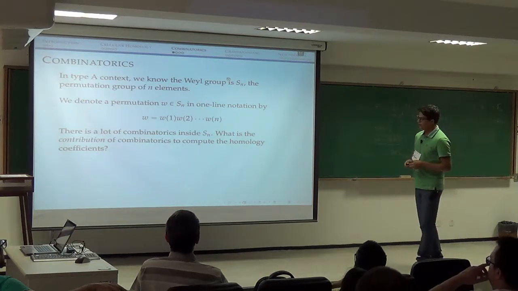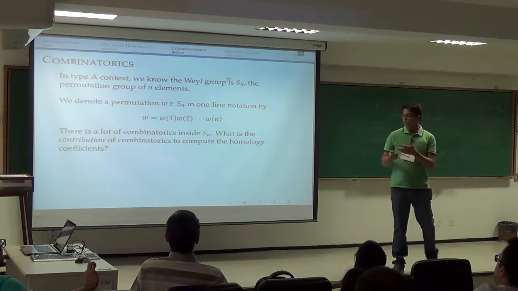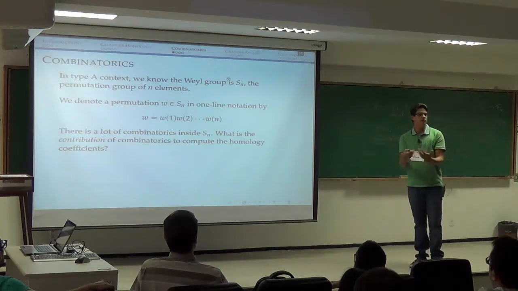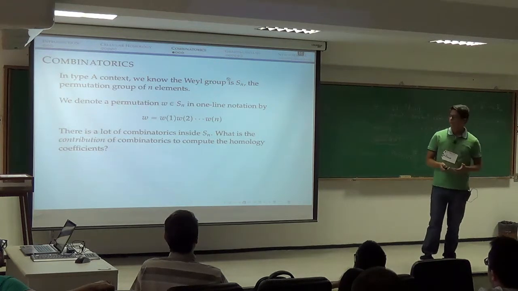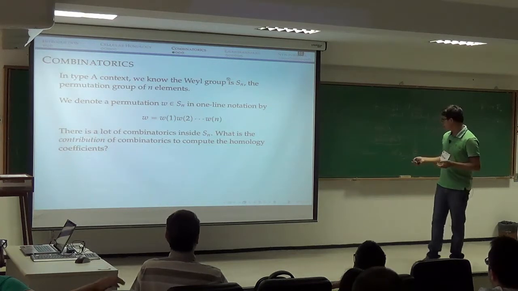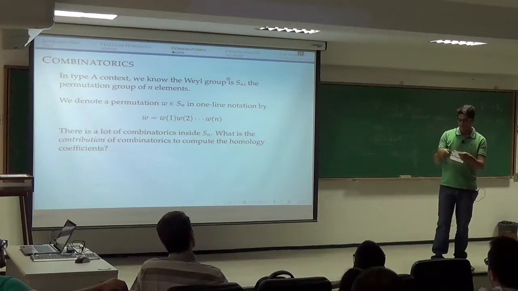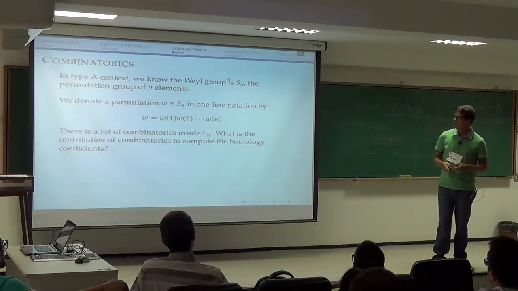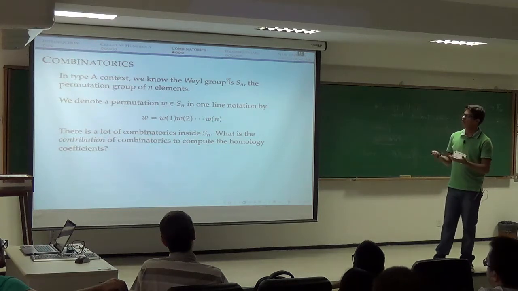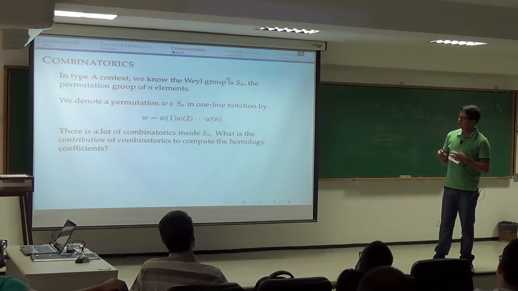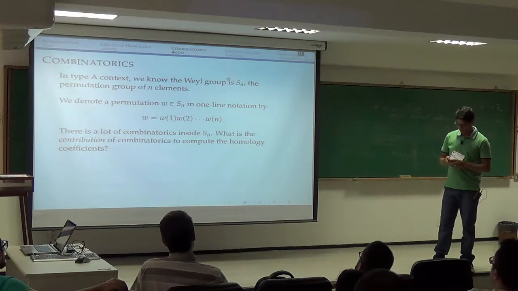So we want to apply this formula to examples. And as I said before, if you have larger n, you have a lot of information that is not easy to compute, those sets P of W and so on. So we go to the combinatorics of the Weyl group.